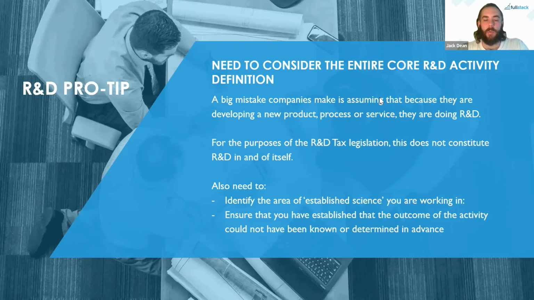It's really important as well to ensure that you can establish why or how the outcome of the activity could not have been known or determined. So, like I mentioned earlier, if you're using third-party tools and technologies, you need to identify the specific knowledge gap that could not have been resolved without conducting experimental research and development in the area of either computer science or some other area of science that is not an excluded core R&D activity, or to do with resolving business or business commercial uncertainties. So that's key.